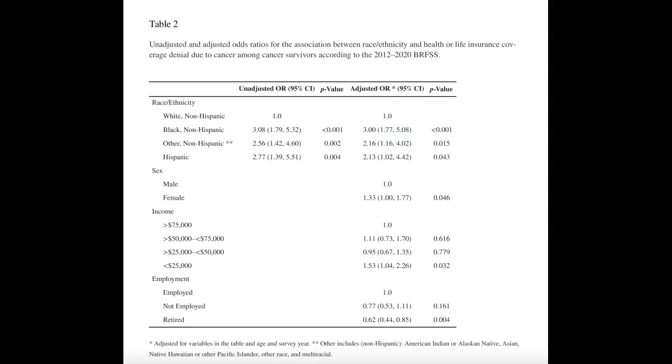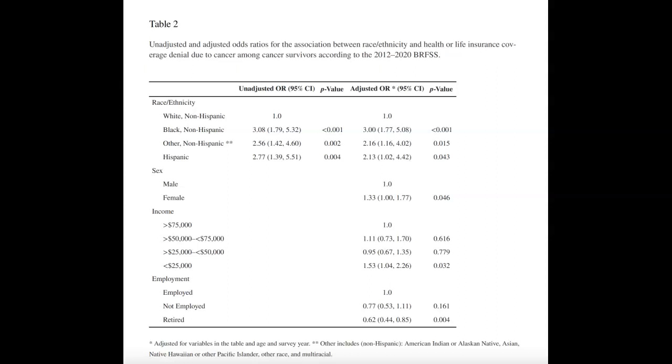And then if I look at those who are Hispanic and I compare 2.77 to 2.13, again using that formula of 2.77 minus 2.13 divided by 2.13, I get a percent change that's a little over 30%. Because I see that in these two groups, other non-Hispanic and Hispanic, the percent change from the unadjusted odds ratio, my crude odds ratio, compared to these odds ratios is more than 10%, I would conclude that these variables that I controlled for, sex, income, employment, and survey year, are indeed confounders in the relationship between race, ethnicity, and the denial of health or life insurance.